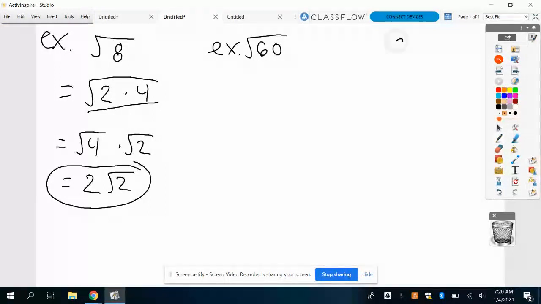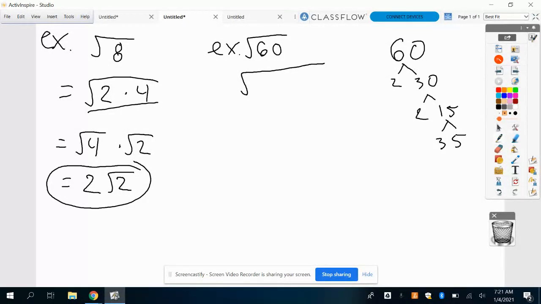So if I take 60 here, I know 2 can go into 60 30 times, right? 2 is a prime number. 2 goes into 30 15 times, and then 15 breaks down to 3 and 5. So that would be the prime factorization of 60. So if I rewrite the square root with the prime factorization, we've got 2 times 2 times 3 times 5.